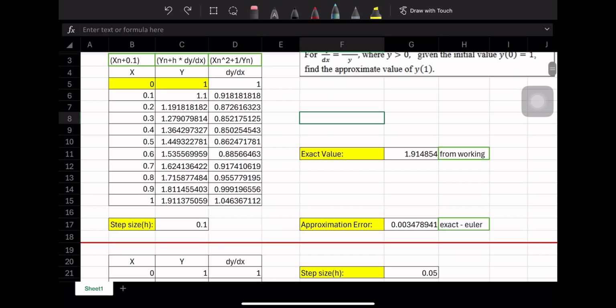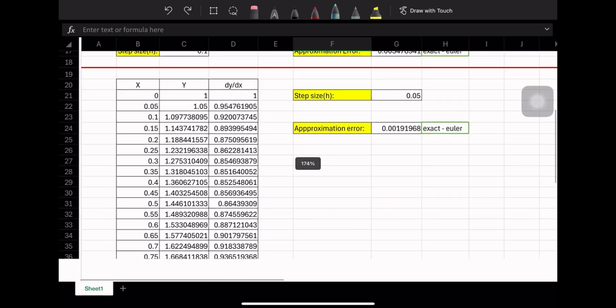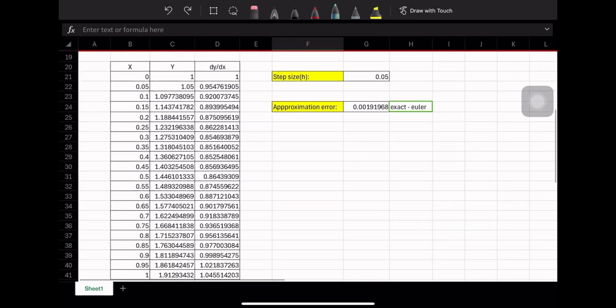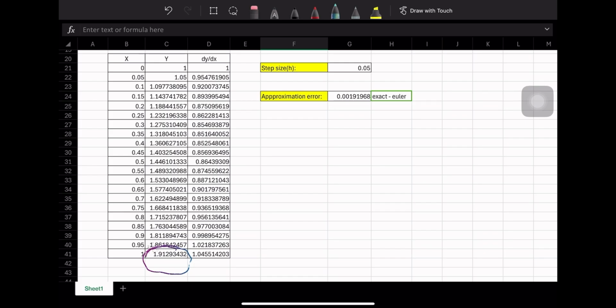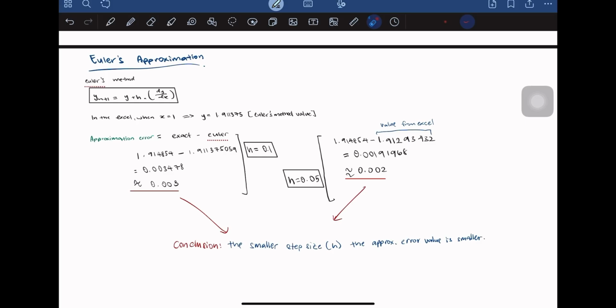To further explain, I repeat all these steps but change the value of h to 0.05. The final value of y that I obtain is here. To find the approximation error, we use the formula exact value minus the value obtained using Euler's method. I applied this for both cases, h equals 0.1 and 0.05. We can conclude that the smaller the step size, the smaller the approximation error. This means that as the step size decreases, Euler's method approximation becomes more accurate and gets closer to the actual value of y.